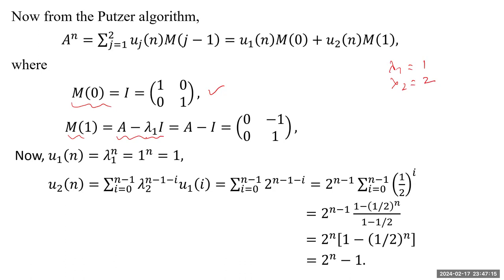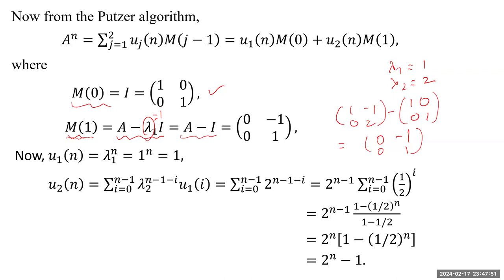So now I am putting lambda 1 equal to 1, that is J minus I. Then you will get J is our matrix 1, 0, 1, 2 minus I, which is 1, 0, 0, 1. This is nothing but 0, 0, 1, 1, that is A minus I, our M1, M of 1. So now we are going to calculate what is the u1 of n.